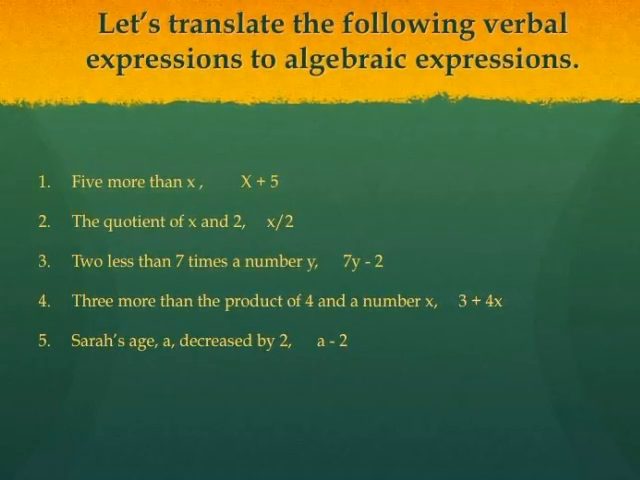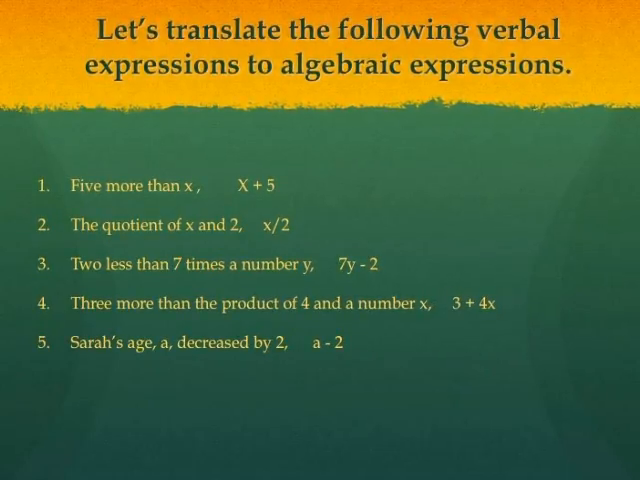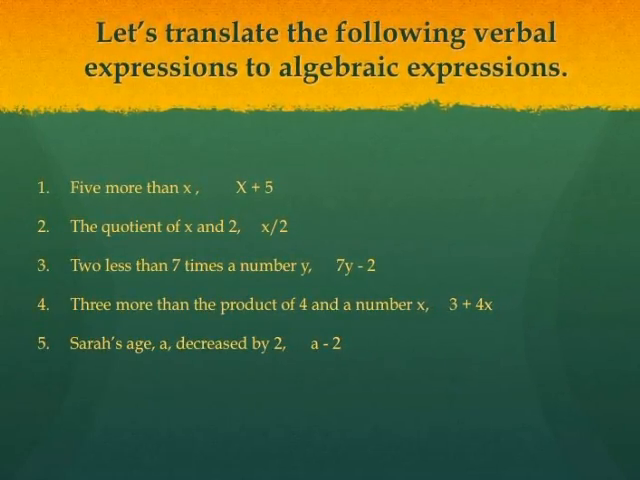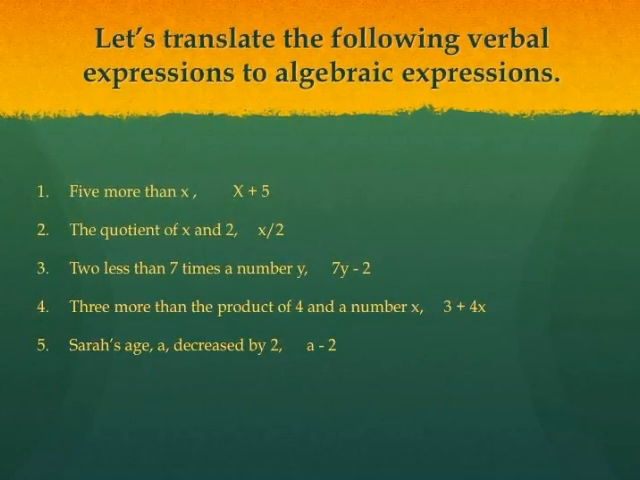Number 5, Sarah's age, A, decreased by 2. Decreased by means to subtract. Therefore, A minus 2 is your solution.